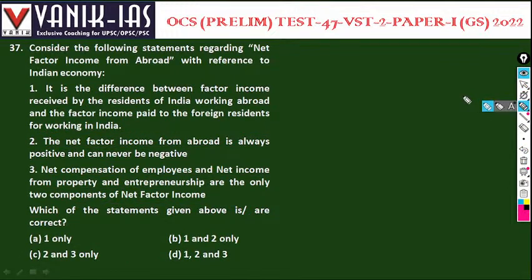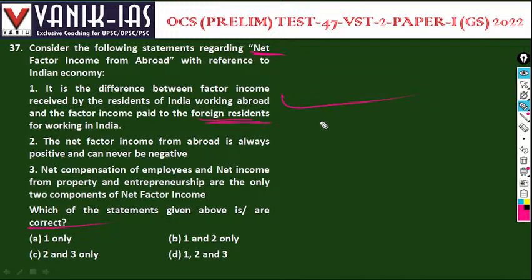Consider the following statements regarding net factor income from abroad. It is the difference between factor income received by the residents of India working abroad and factor income paid to foreigners. Yes, that is what we call net. The first statement is right.